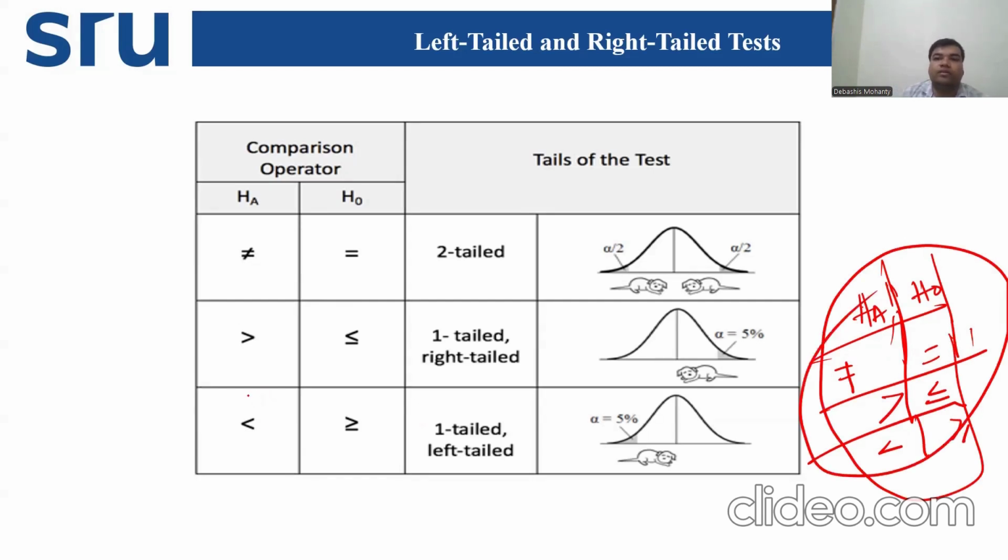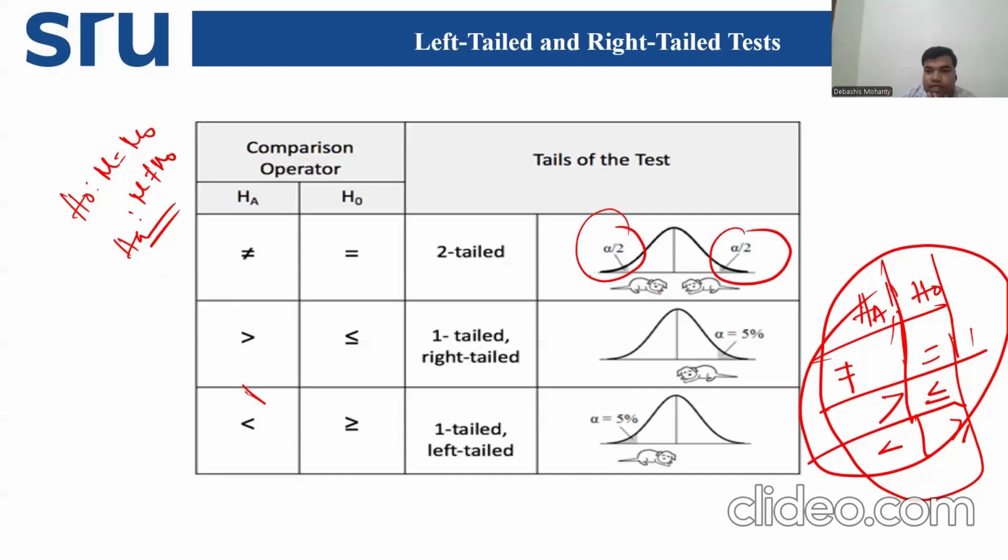So whenever the null hypothesis is given as mu equal to mu naught, the alternative hypothesis will automatically be mu not equal to mu naught. That is the case of a two-tailed test. Two-tailed means we have alpha by 2 on one side, and alpha by 2 on the other side. But in case of one tail, alpha is always 5%, on the right if it is a greater than value, and on the left if it is a lesser value. So these are the tails of the test which we have to follow to find out the left-tail or right-tail test.